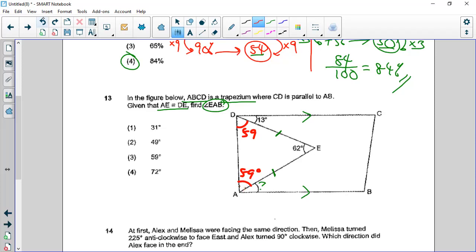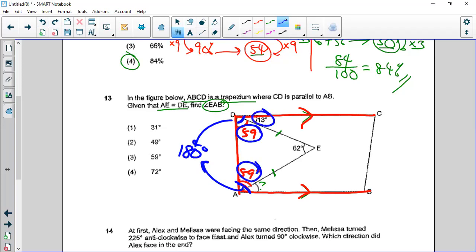So how do you find the question mark? You can see that there are two parallel lines. If there are two parallel lines, what's the important property? The angles between the two lines add together to 180 degrees. So can we find the question mark? Yes, we can. We take 180 minus 59 minus 59 and minus 13. That's how you get the question mark, which is 49 degrees. So what's the important property? Angles between two parallel lines add together to 180.